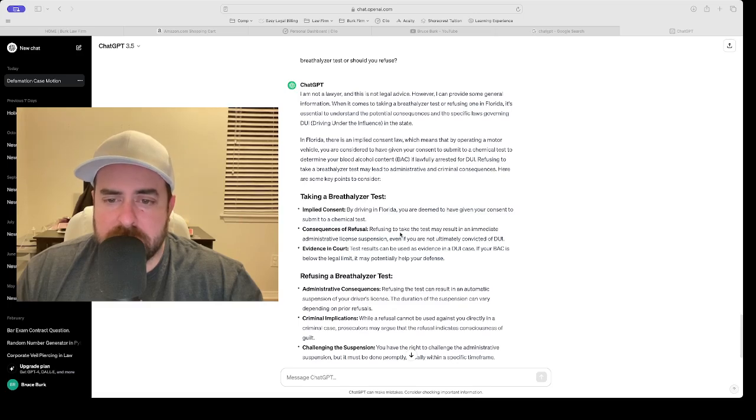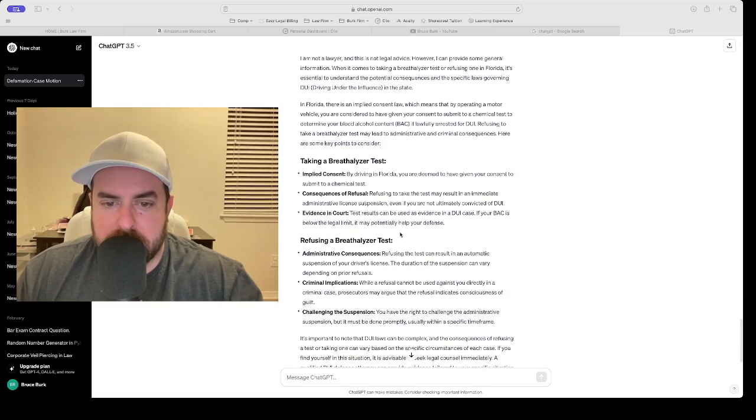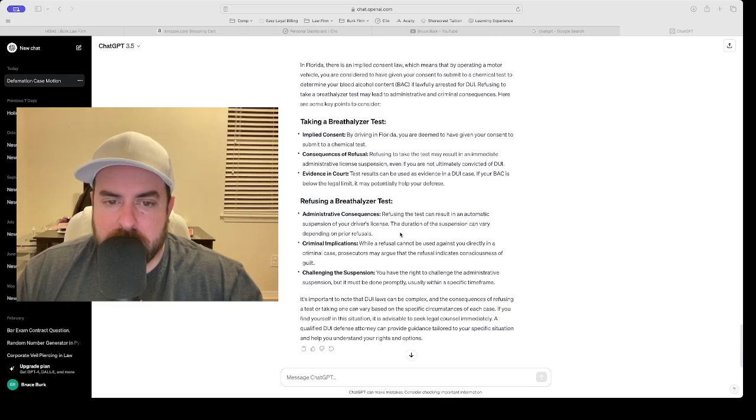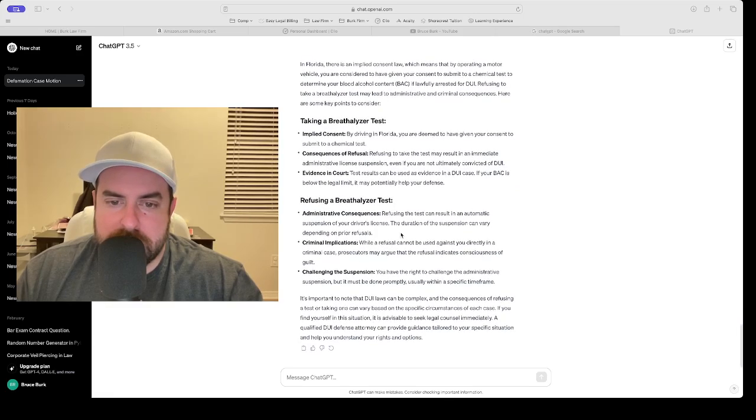It's telling you the consequence. You may lose your license. Refusing can result in automatic suspension of your driver's license. While a refusal cannot be used against you directly in a criminal case, prosecutors may argue the refusal indicates consciousness of guilt. I don't know if I agree with that.